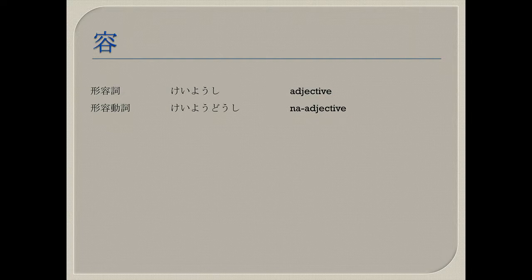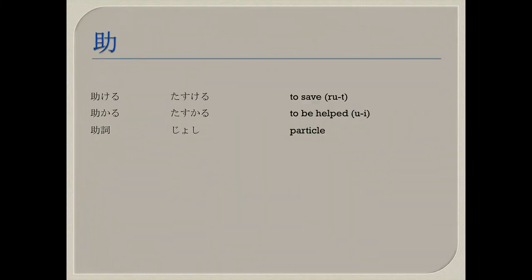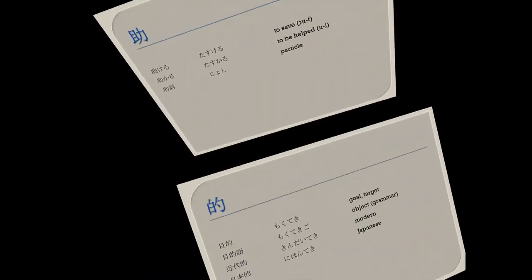This kanji is used in the vocab items keiyoshi, which means an adjective, and keiyodoshi, which means a na adjective. This kanji is used in the vocab items taskeru, which means to save somebody or to help somebody, and this is a root group verb, so the mas form is taskemas, and it's also transitive. The intransitive version is taskaru, so the mas form of that would be taskarimas. And it's also used for the word joshi, which means a particle, like in grammar.